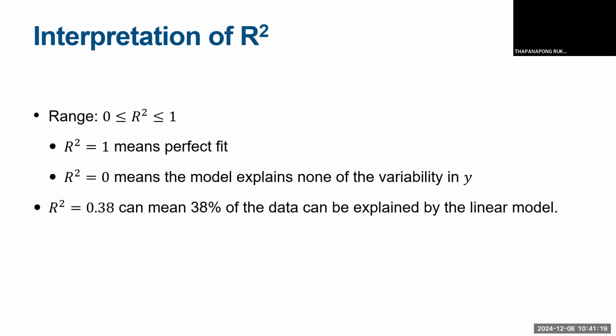Now, the interpretation of R-square. Right? R-square will be from 0 to 1. 1 means perfect fit, in that every data point is explained. If R-square equals 0, it means that it's better to just take a random guess than use your model. Right? That's defined by R-square. So an R-square of 0.38 means that 38% of the data can be explained by this linear model.